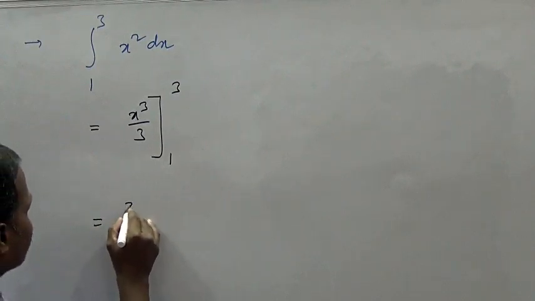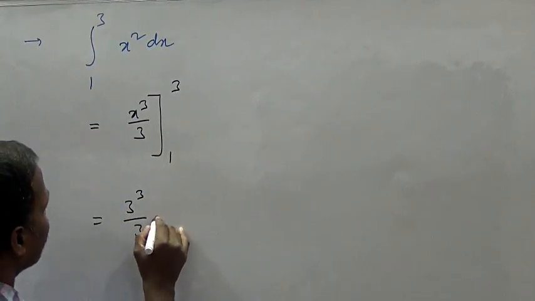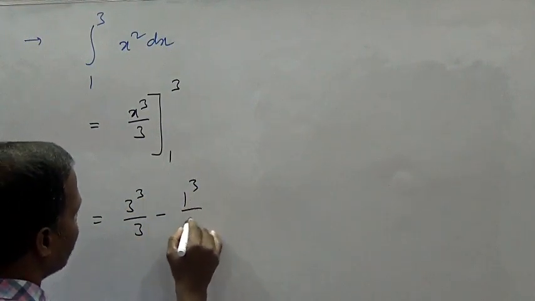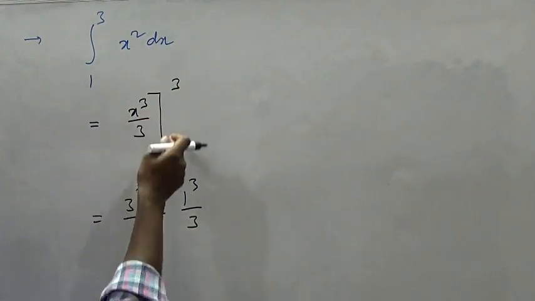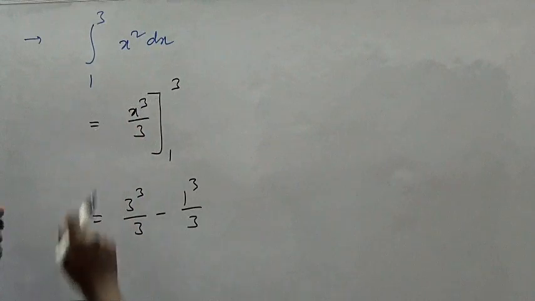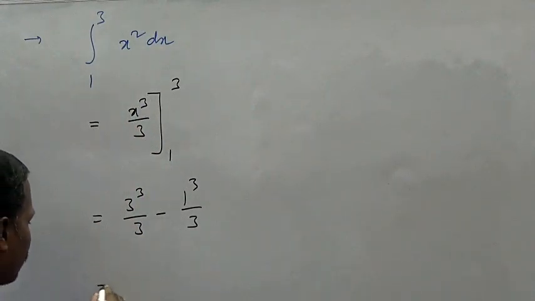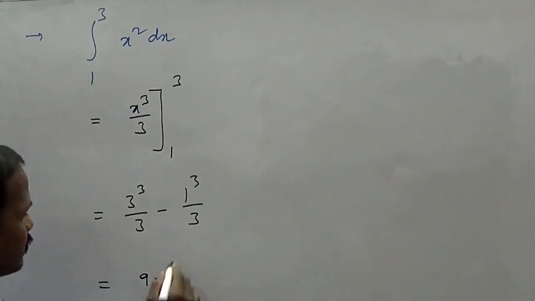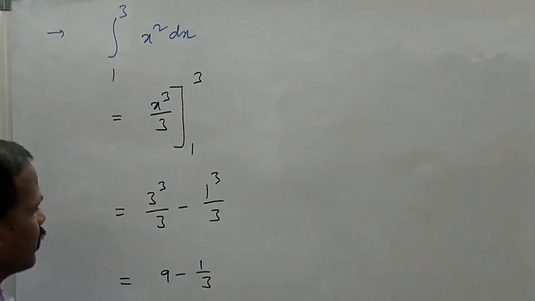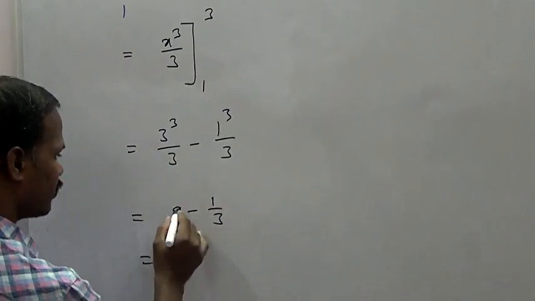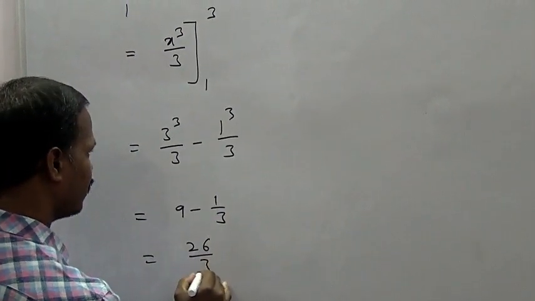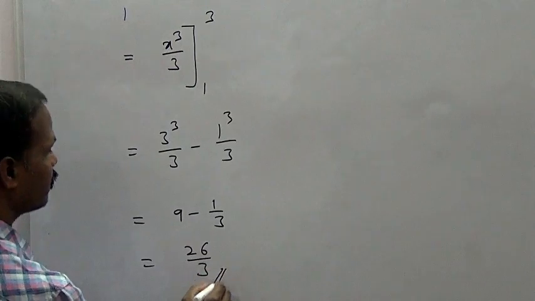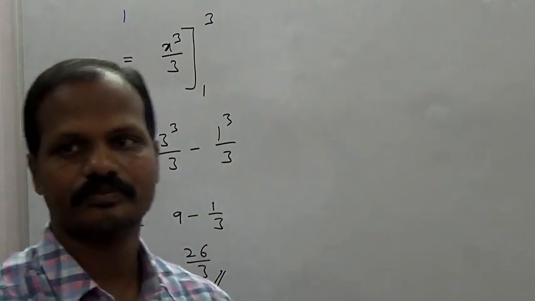So this is equal to 3 cube by 3 minus 1 cube by 3. You have to substitute the upper limit as well as the lower limit in place of x. Now this is equal to 27 by 3, which is 9, minus 1 by 3. So this is 27 minus 1, 26 by 3. That's all.